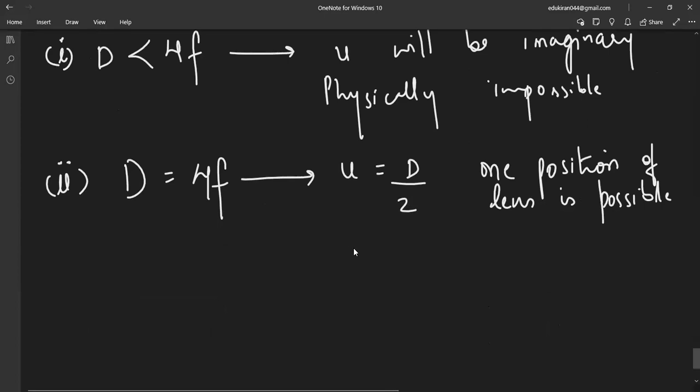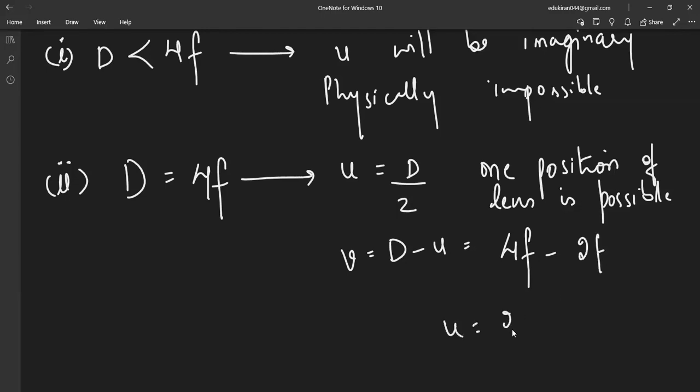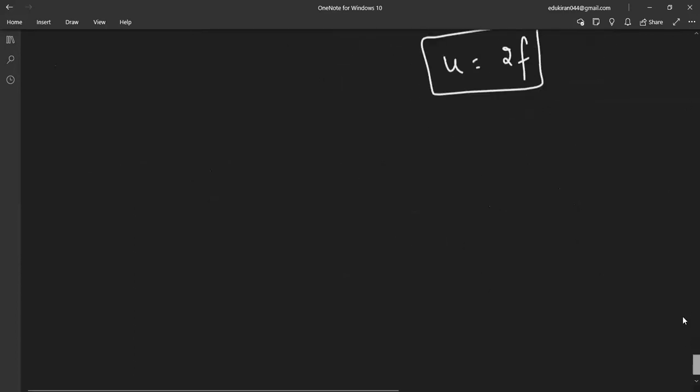All right, now see here, if you put D minus U, this will be 4F. Object distance is half of D, that is 2F. So the object distance is basically 2F. This you have to remember, other things you do not. This is one case which is possible.